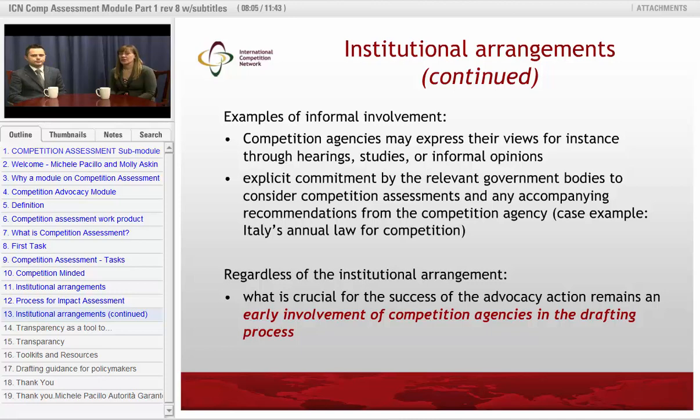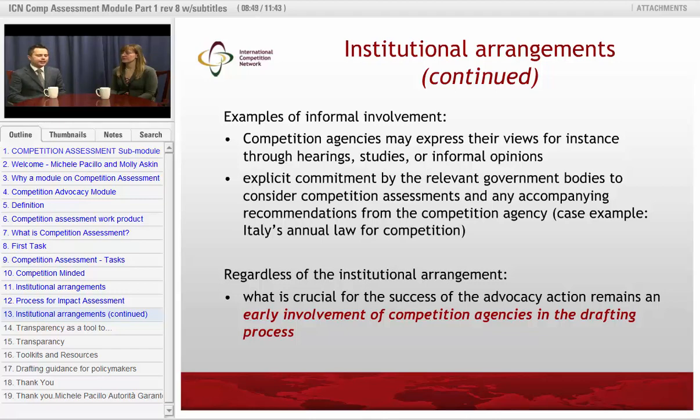In some other jurisdictions, you may find explicit commitment by the relevant government bodies to consider competition assessments and any accompanying recommendations from competition authorities. An example comes from my country, Italy. According to a law enacted in 2009, every year the government is asked to present to the Parliament a liberalization bill, taking into account the opinions and the recommendations delivered by the Italian competition authorities in the previous years. Therefore, since 2010, the Italian competition authority has submitted every year to the government a report containing all its advocacy proposals.